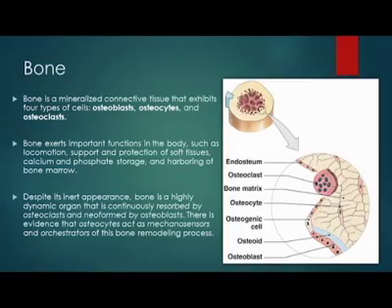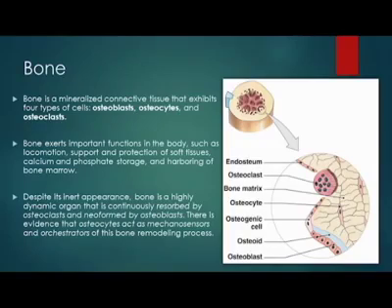Bone is a mineralized connective tissue that exhibits three types of cells: osteoblasts, osteocytes, and osteoclasts. Bone exerts important functions in the body, such as locomotion, support, and protection of soft tissues, calcium and phosphate storage, and harboring of bone marrow.